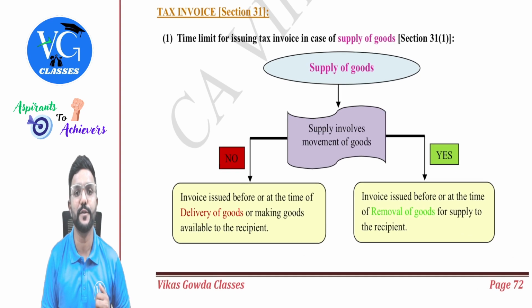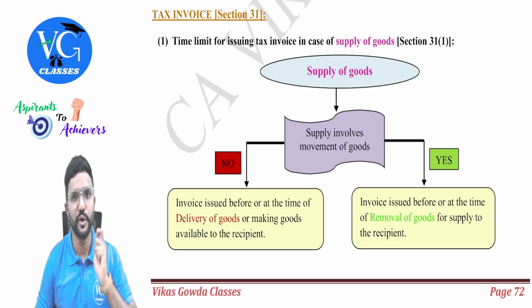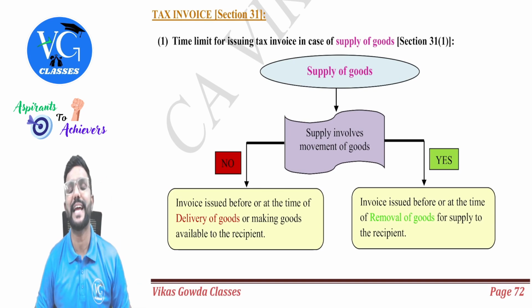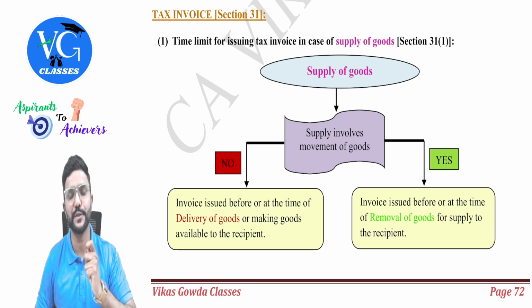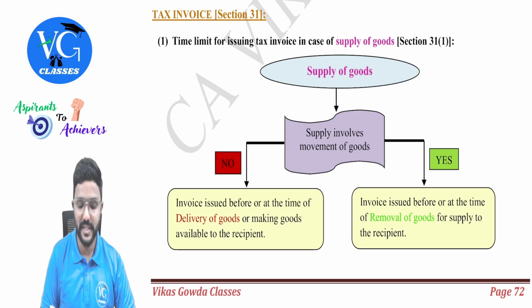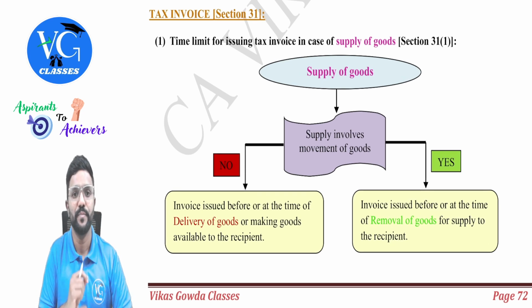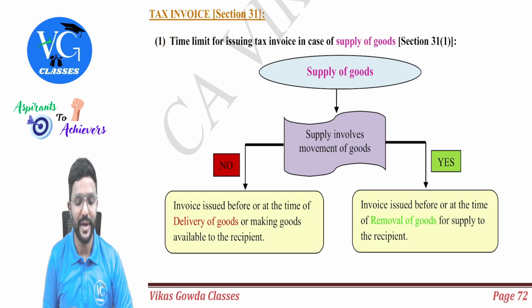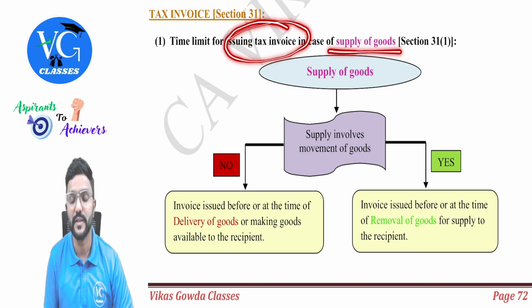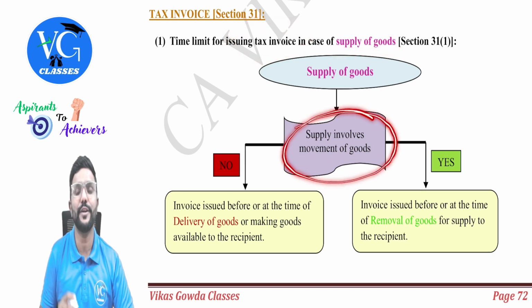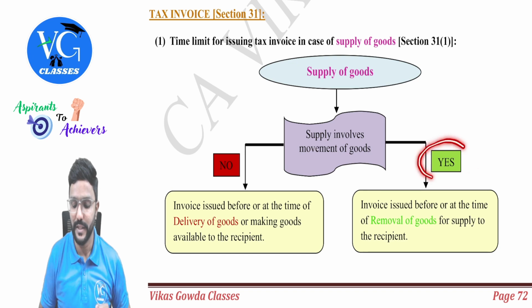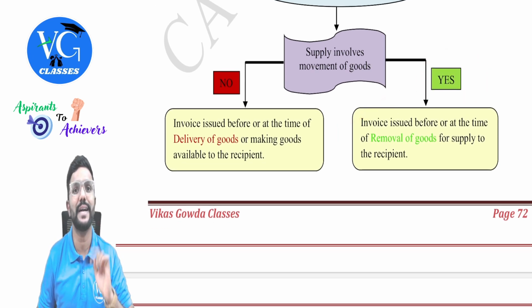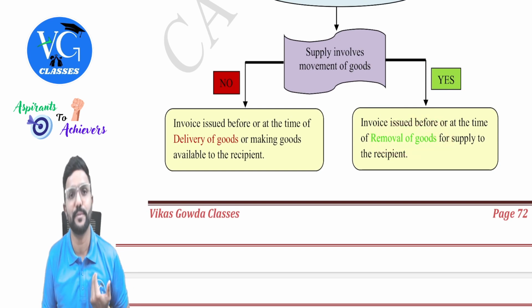Section 31 mainly focuses on the due date to issue invoice. Guys, if you remember, we already covered this topic along with the time of supply of goods as well as services, because the time of supply of goods or services as per section 12 or 13 depends on the due date to issue invoice. But still, we'll quickly revise it even in this chapter once. Okay, so as per section 31 subsection 1, the time limit for issuing a tax invoice in case of supply of goods depends on whether there is a movement of goods between supplier and recipient or not. If there is a movement of goods, then the invoice has to be issued before or at the time of removal of goods from the supplier's place.